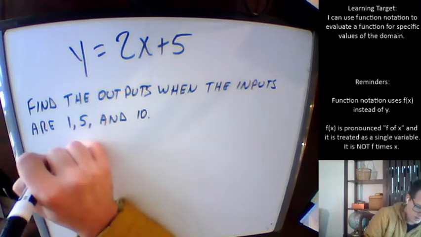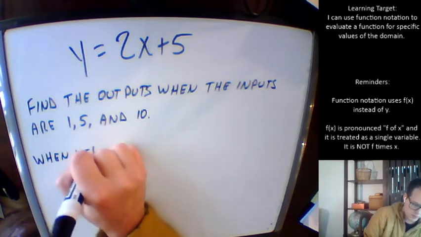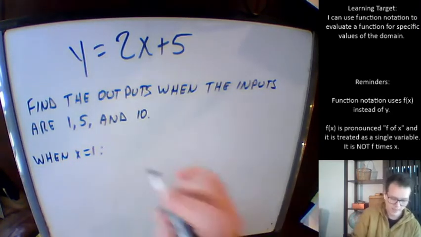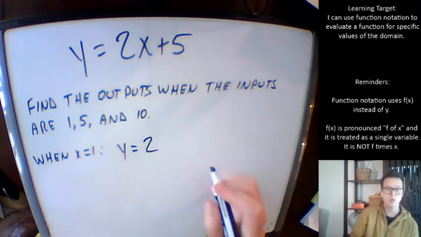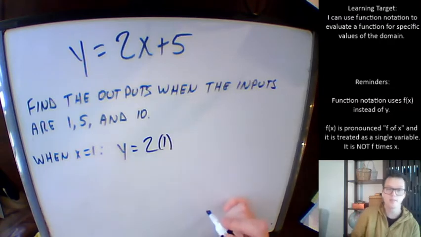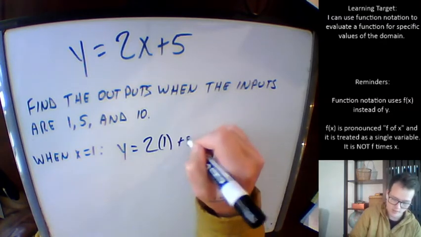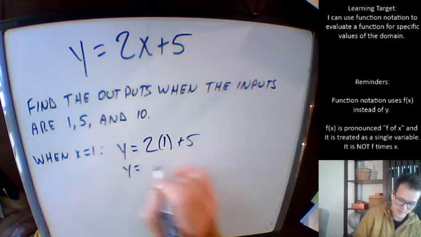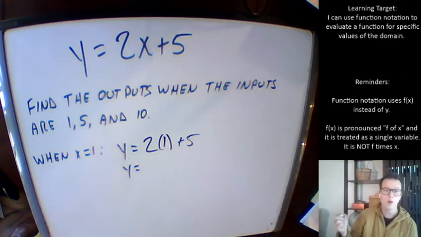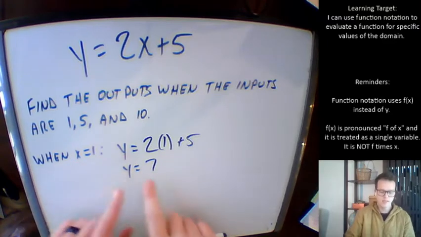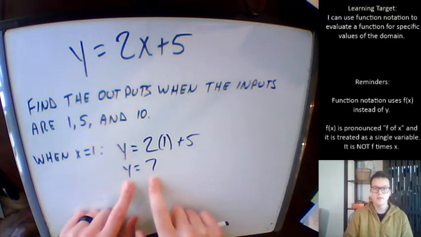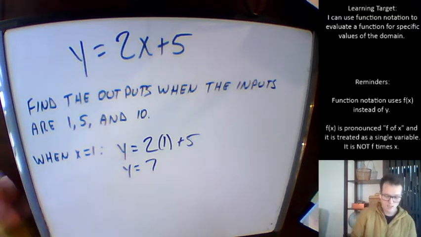So when x equals 1, what we're going to have here is y equals 2, and it was 2x, but now it's going to be 2 times 1 because we're doing that substitution, plus 5. And so we quickly see here, we know 2 times 1 is 2, 2 plus 5 is 7. So we learned that when the input is 1, the output is going to be 7. Cool, not so bad. Let's keep going with this.